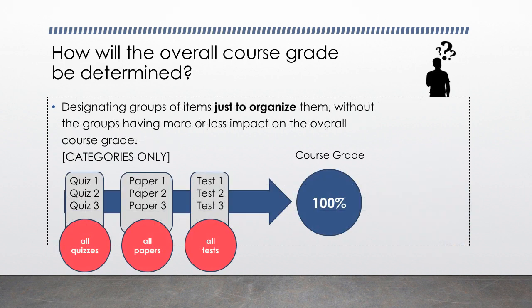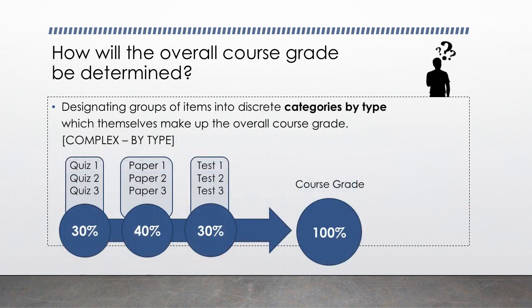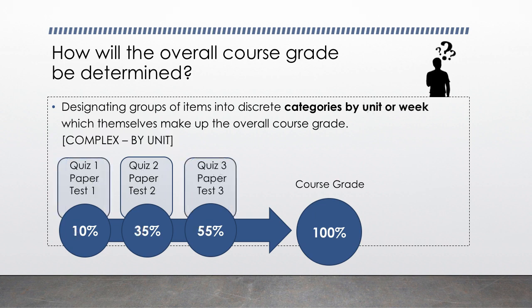Designating groups of items just to organize them, without the groups having more or less impact on the overall course grade. Or designating groups of items into discrete categories by type, which themselves make up the overall course grade. Or designating groups of items into discrete categories by unit or week, which themselves make up the overall course grade.